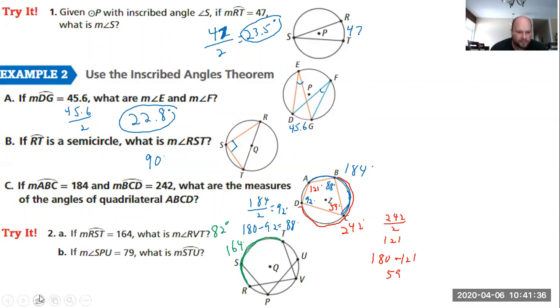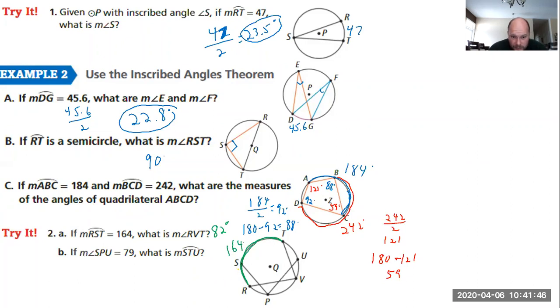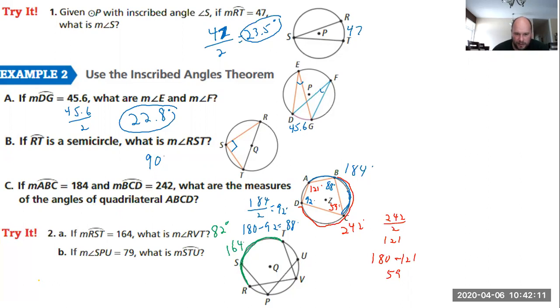On the next one, so SPU, that's going around this way, S, P and U. That's going to be 79 degrees. Oh, nope, wrong. That was the angle. Got to be careful with the symbols there. Hold on. Eraser. The angle SPU is 79. So let's try that again.